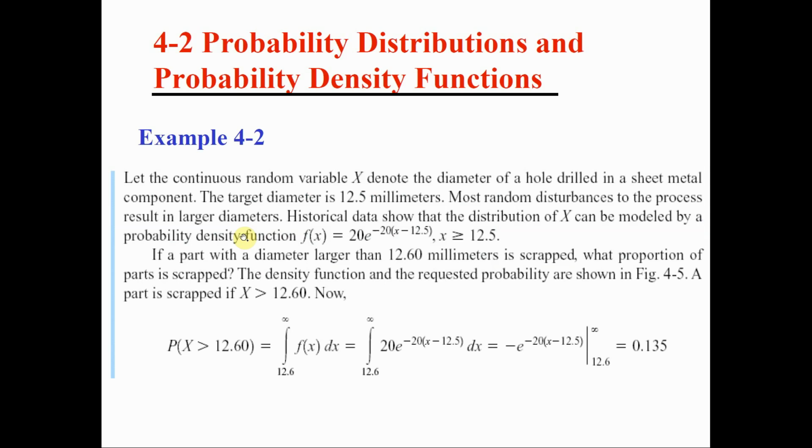Now we go to the first example in which we see how we can use this probability density function to calculate some probabilities. In this example also we have a context. We have an engineering context. So we say that the random variable x here denotes the diameter of a hole drilled in a sheet metal component. So we have a factory that manufactures an item, and this manufacturing process requires drilling a hole in a sheet of metal.